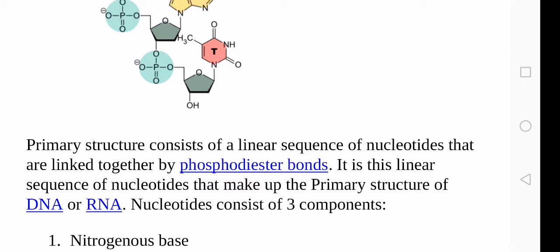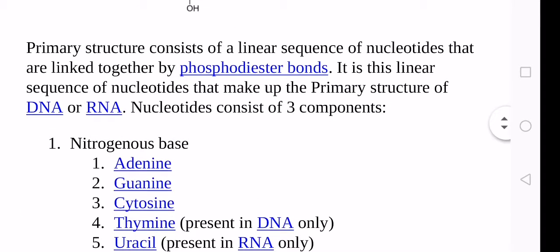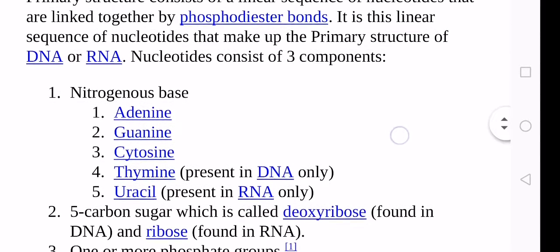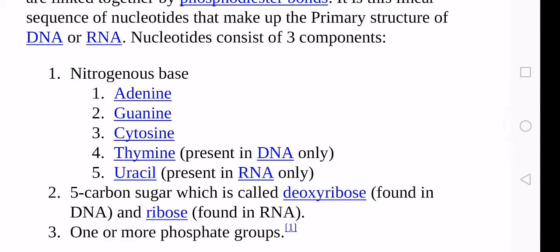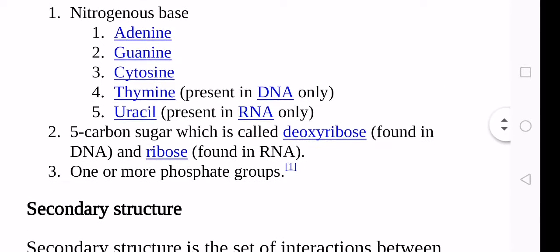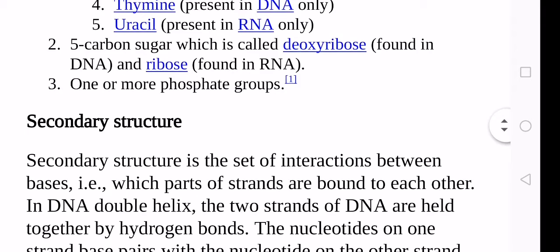A nucleotide consists of 3 components: a nitrogenous base: adenine, guanine, cytosine, thymine, present in DNA only, and uracil, present in RNA only; a 5-carbon sugar, which is called deoxyribose, found in DNA, and ribose, found in RNA; and one or more phosphate groups.